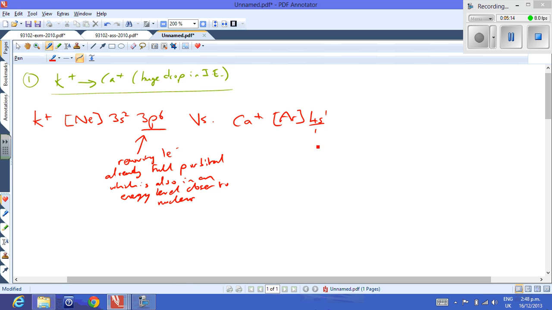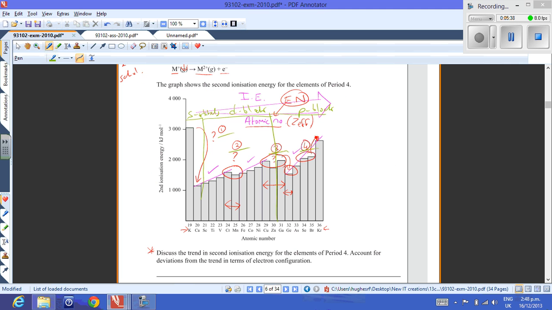And also this is only half filled, and it's a smaller orbital. So it's half filled, smaller orbital, further from the nucleus, and therefore it's much easier to remove this electron than it is to remove one from those right there. And that accounts for that big drop on your graph. That accounts for that right there. So we've done that much.